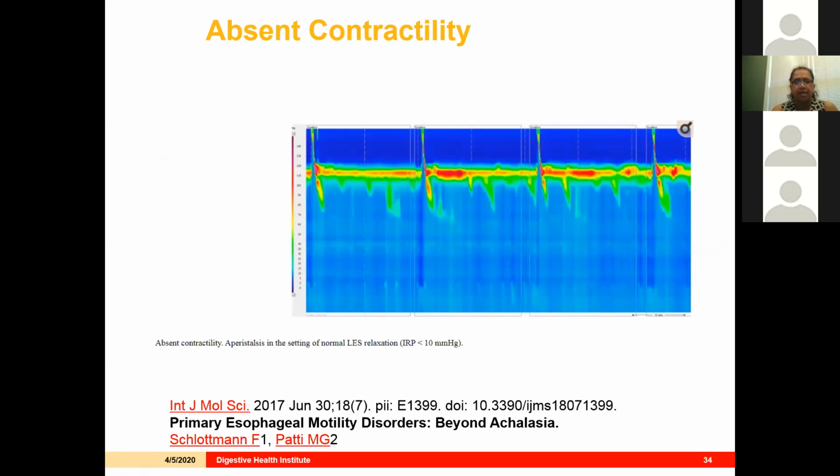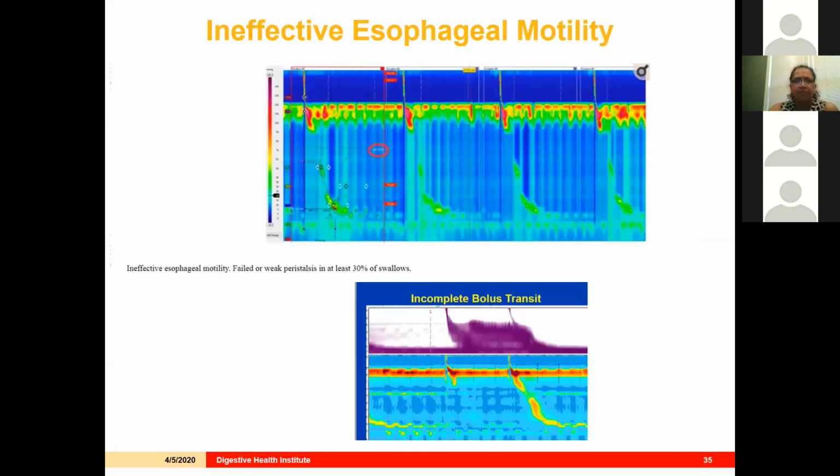Make sure that the catheter has generally gone across the LES, and that you don't say that they have a burnt out esophagus mistakenly because the catheter never traversed the LES. Ineffective esophageal motility, now within Chicago classification, as I mentioned, is failed or weak peristalsis in at least 30% of the swallows. Again, this patient has a hypotensive LES, a hiatal hernia, and probably has IEM as a result of GERD.